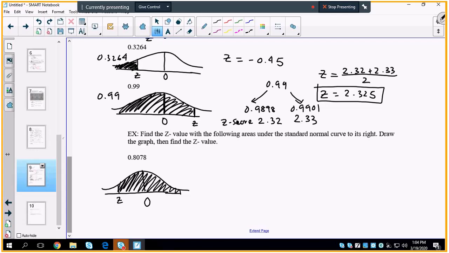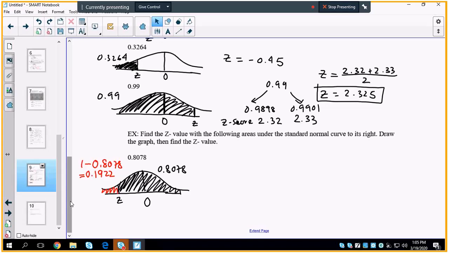0.8078. But remember, your z table doesn't give you anything on the right. So can I talk about the left? Well, I can. How much is the left? The left is 1, the total, minus 0.8078. So I do the subtraction. I get 0.1922. And I look for this area from the table. Whatever I get is my required z.